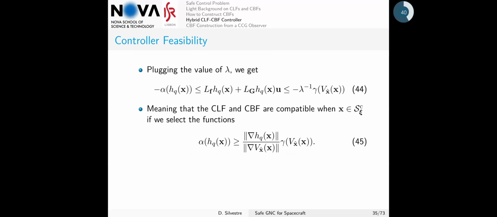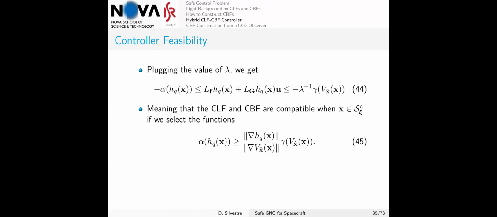And that's exactly what you can do. You can plug the value of lambda back into the inequalities. As you can see, now the CBF inequality will be bounded by something from the CBF inequality, but also by something from the CLF. And that is just because now the vectors are aligned, so we replace one by the other. And that means that in the end, we will get an inequality for what this class K function needs to satisfy.